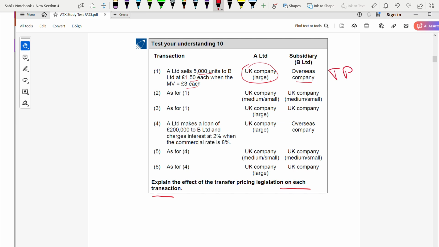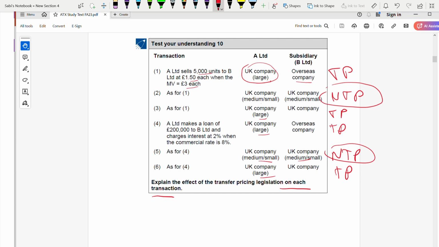TP. Second one, UK company selling to UK company, no transfer pricing. Third one, UK company large. The moment you are large, transfer pricing will apply. Here also large, transfer pricing will apply. Here you are medium, selling to medium, again no transfer pricing. Here you are large, transfer pricing will apply. So in these scenarios, the 2 and 5, no transfer pricing.